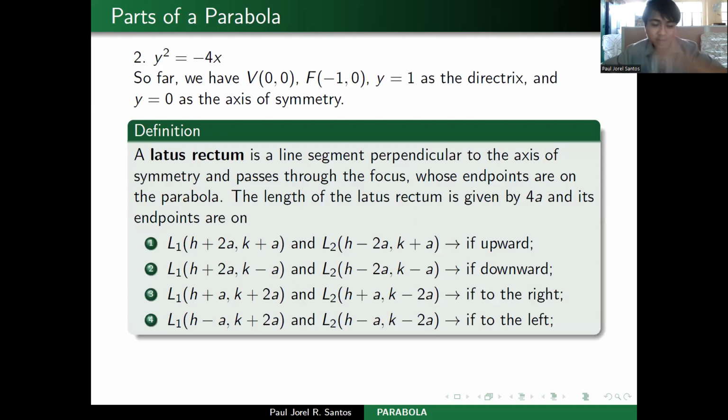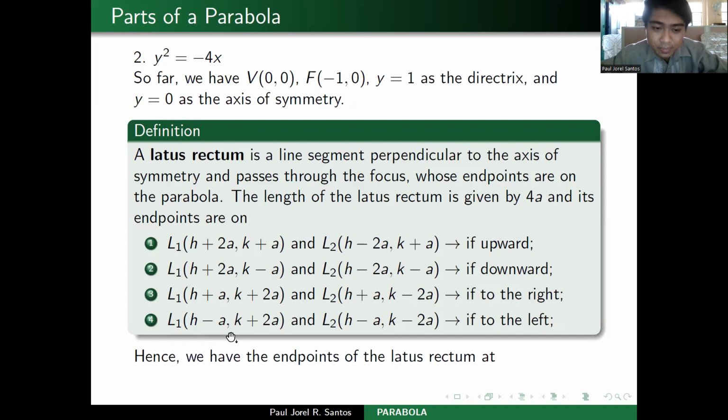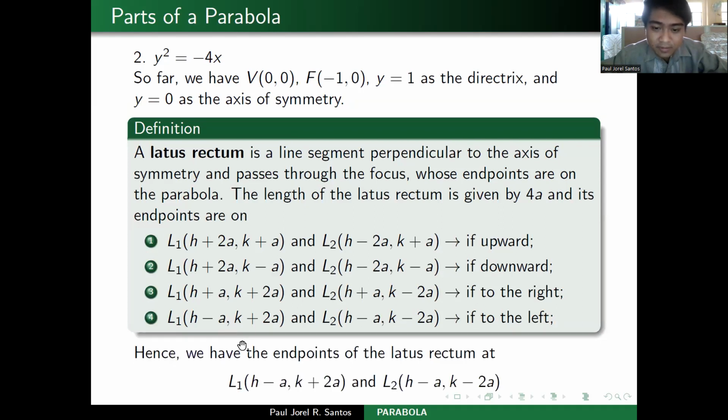Now, the latus rectum. Again, we will be using the fourth one because the parabola opens to the left. So here's the formula, and then substitution. 0 minus 1 will be negative 1. 0 plus 2 times 1 will be 2. 0 minus 1 is negative 1, and 0 minus 2 times 1 is negative 2. So we have here (negative 1, 2) and (negative 1, negative 2).